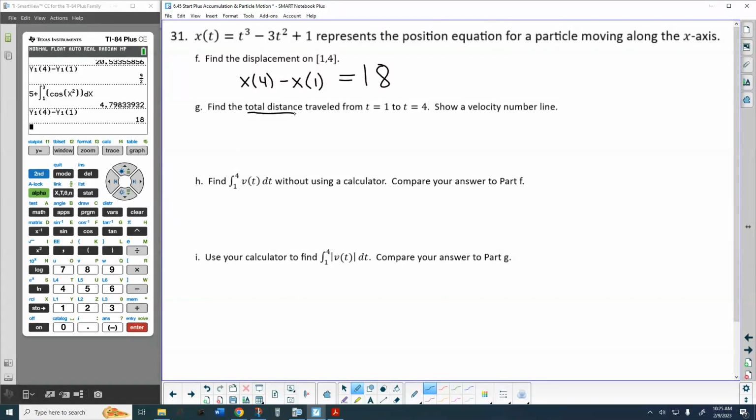So we need to think about our velocity equation. Our velocity equation was 3t squared minus 6t, right? Okay, so 3t times (t minus 2) would be our factored velocity. So let's make a velocity number line. I'm going to also include t equals 0. It doesn't really say if we're thinking about negative time or positive time, so in calculus, they usually always allow negative time. And this is a velocity number line.